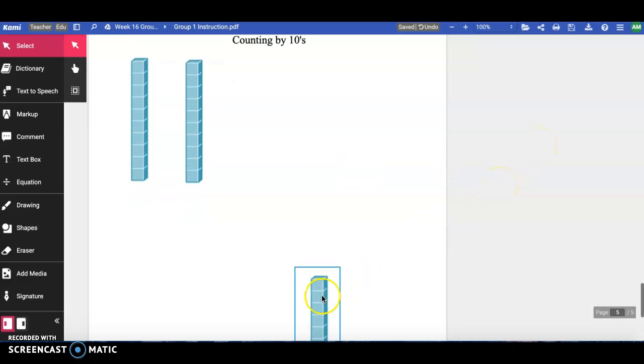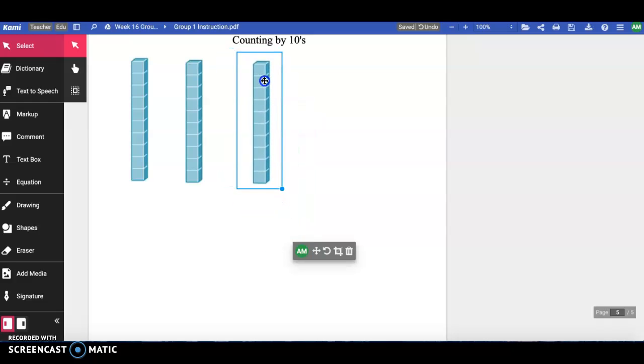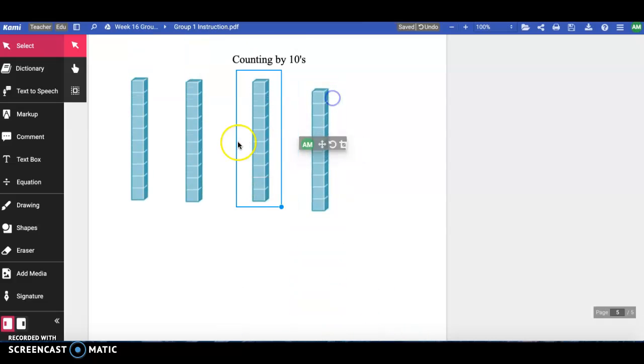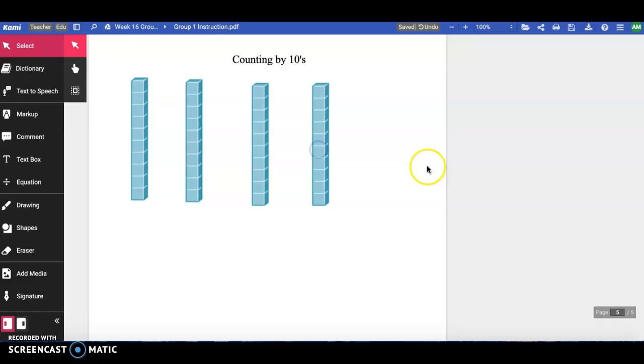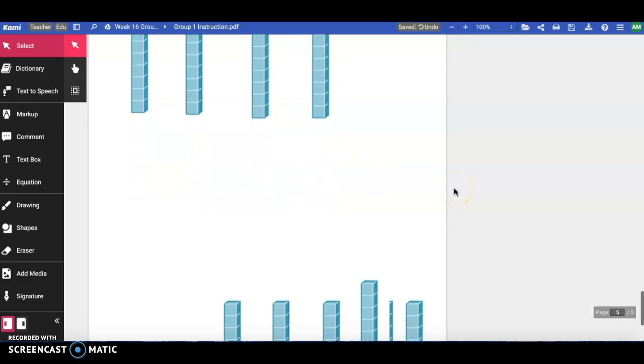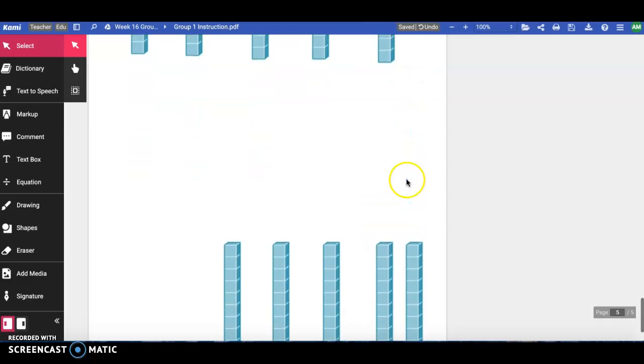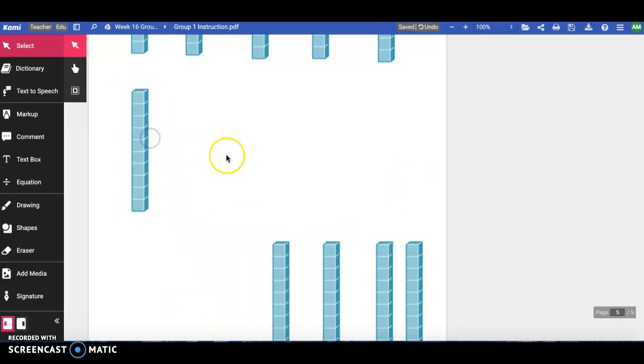What happens if we add a couple more groups of 10? 3 groups of 10, 4 groups of 10. Let's count how many tens we have together. Remember, we are counting by tens. So we have 10, 20, 30, 40. 40 cubes for 4 groups of 10. All right, let's add a couple more. We have 5 groups of 10. We have 6 groups of 10.